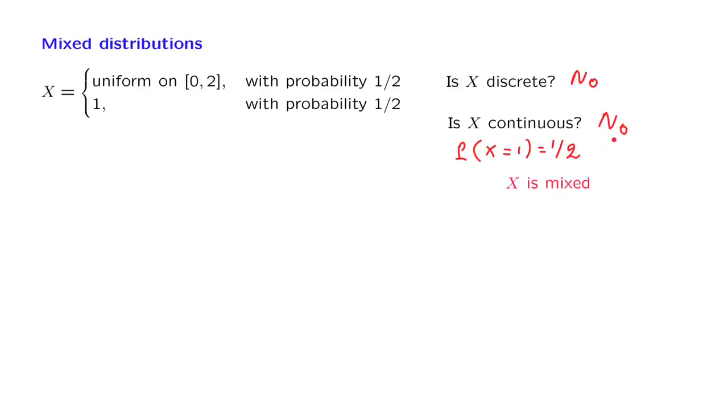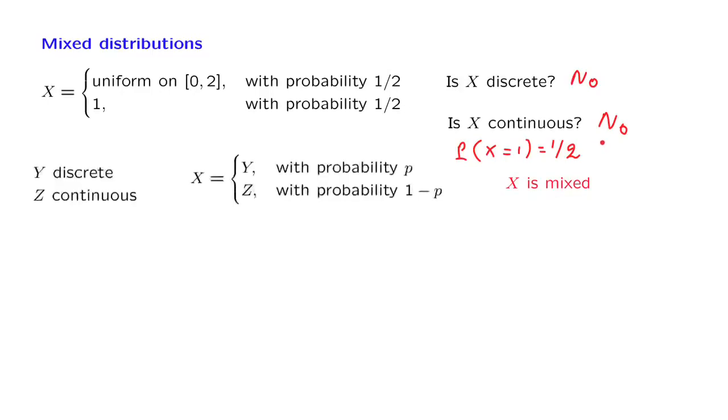We call x a mixed random variable. More generally, we can have a situation where the random variable x with some probability is the same as a particular discrete random variable, and with some other probability it is equal to some other continuous random variable. Such a random variable x does not have a PMF because it is not discrete. Also, it does not have a PDF because it is not continuous. How do we describe such a random variable?